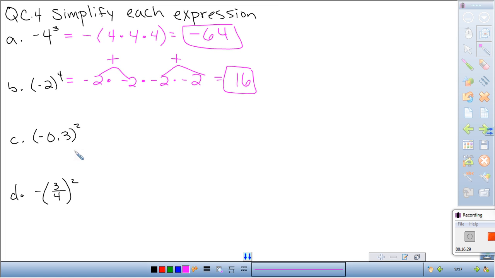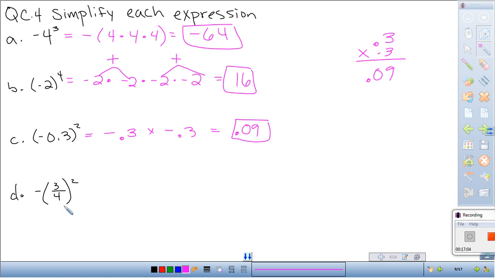C, this is similar to one of the examples we did together. Negative 3 tenths squared means negative 3 tenths times negative 3 tenths, because it's the negative inside the parentheses. The whole thing is raised to the 2nd power. So a negative times a negative gives me a positive. 3 tenths times 3 tenths. 3 times 3 is 9. Two numbers behind the decimal, add a 0 and a decimal. So 0.09.